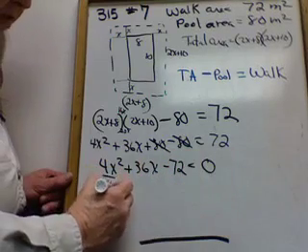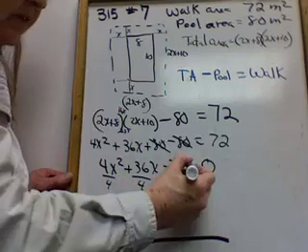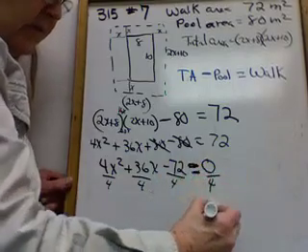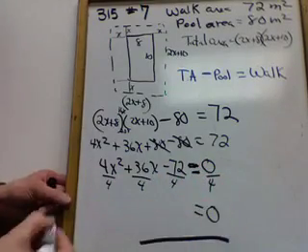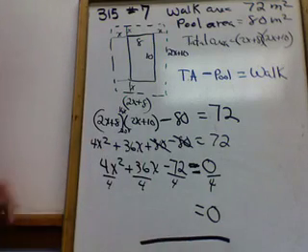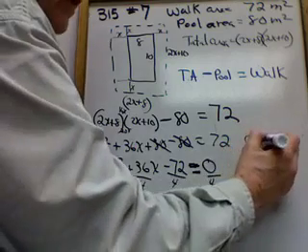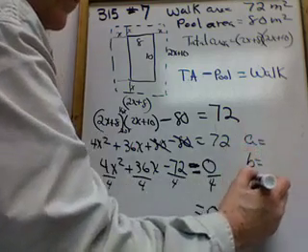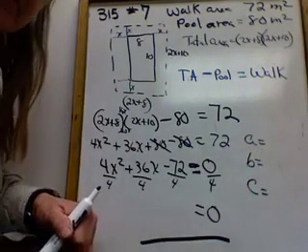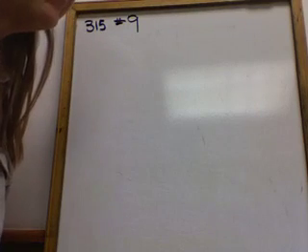I could reduce all of these by 4. As long as what I do on one side of the equal, I do the same thing on the other side. So I still get 0 here. I have a new equation to solve. I'm going to let you do that. Once you divide those by 4, identify A, B, and C, and use the quadratic formula to finish the problem. You can do that.